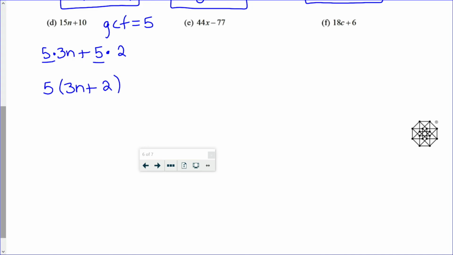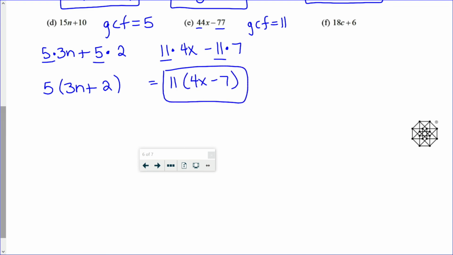Let's move right on to letter E. If we look at the numbers 44 and 77, those should look pretty obvious. The GCF is going to be 11. So we have 11 times 4x minus 11 times 7. There's our GCF, so we can write this as 11 times 4x minus 7. Maybe circle these so you know what the final answers are.